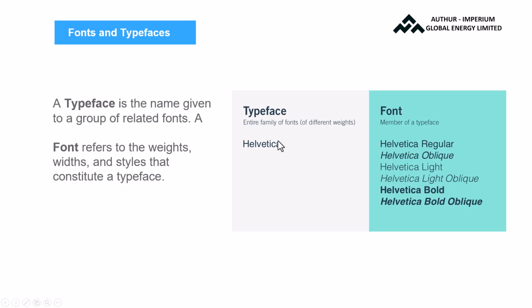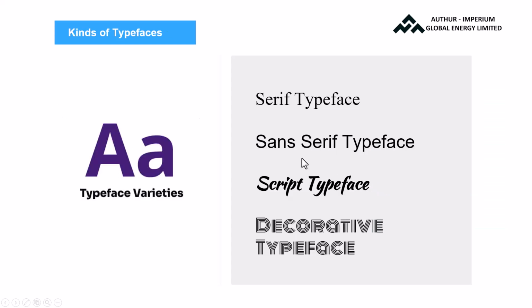So example is we have a typeface called Helvetica, and the fonts under Helvetica are Helvetica regular, Helvetica oblique, Helvetica light, Helvetica bold. So the name of the font family is the typeface. Then the different styles, bold, italics, and light are all the different fonts in design. So we have different types of typefaces.